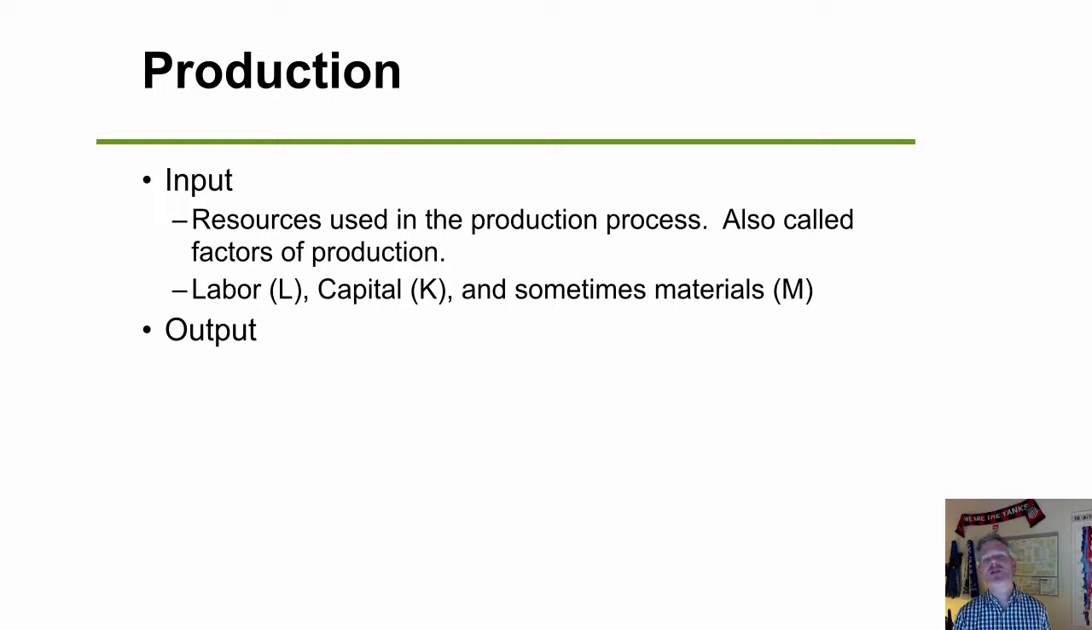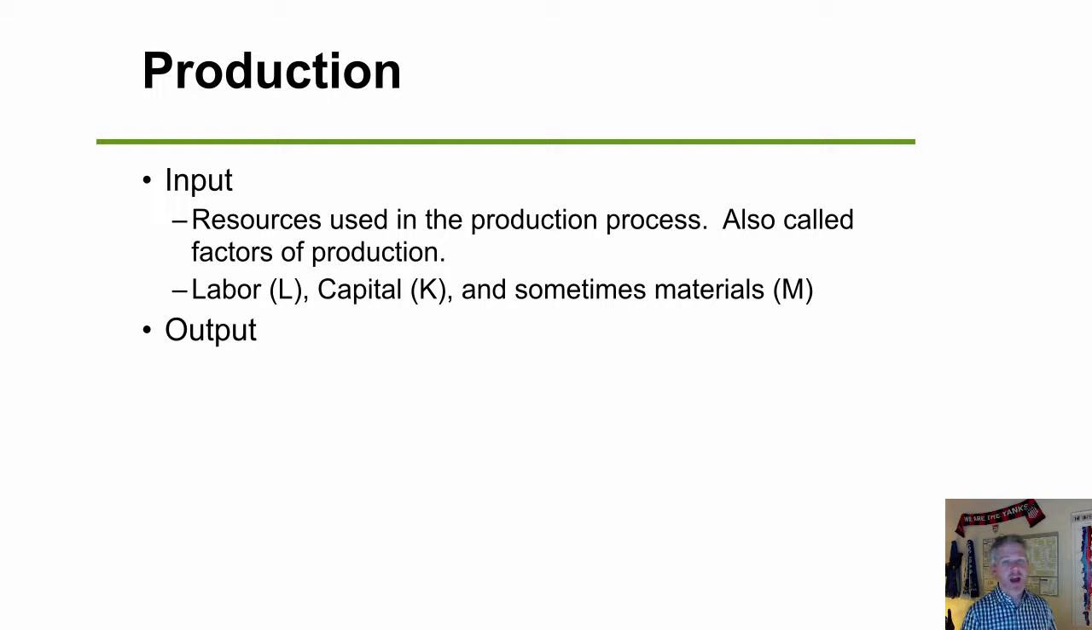So inputs are resources that are used in the production process. They're also called, a little bit fancier term used by a lot of economists, the factors of production. They are labor and capital, and sometimes M for materials. If you're reading other books or looking online, sometimes they call it raw materials or natural resources. Sometimes land is included in this, but for us in this book, we're mainly going to just use labor, capital, and sometimes this M, materials. So those are the inputs into the production process.